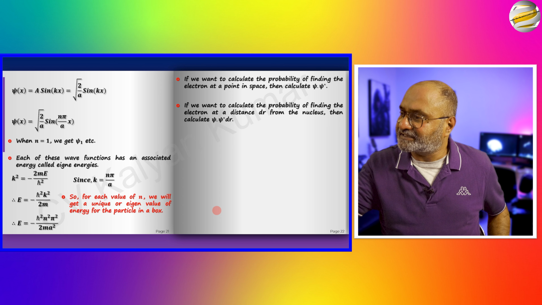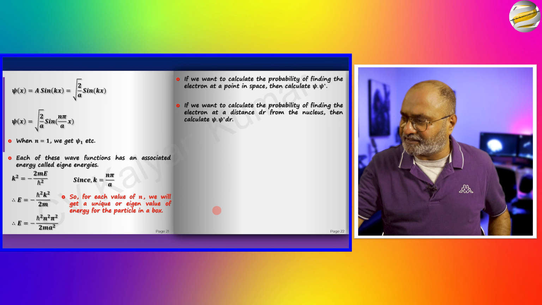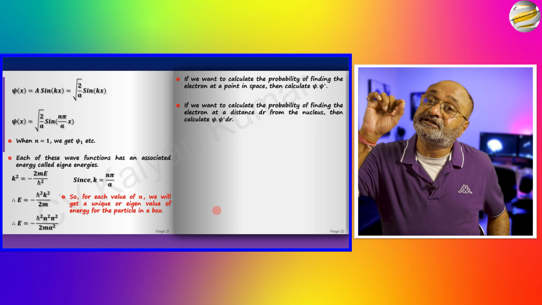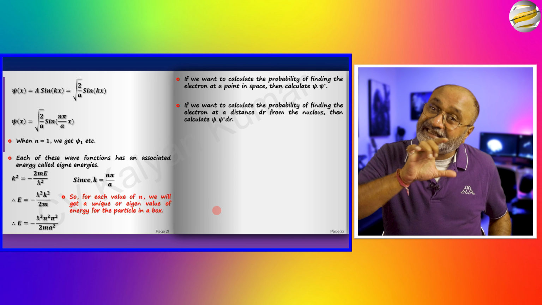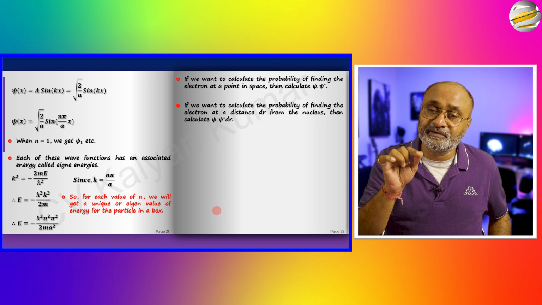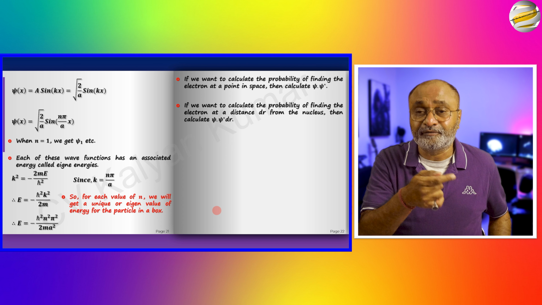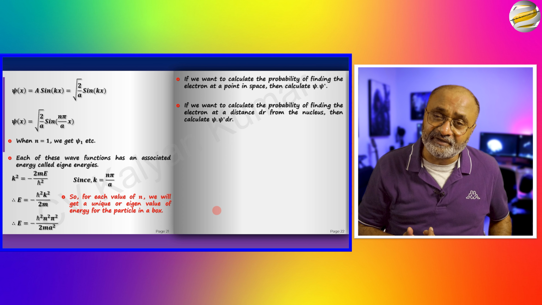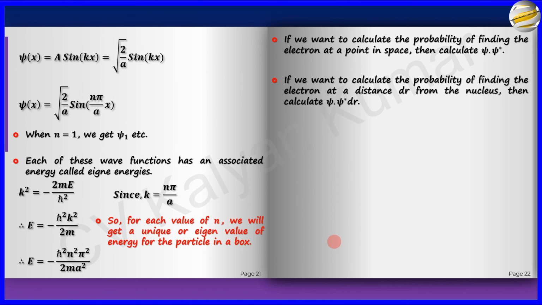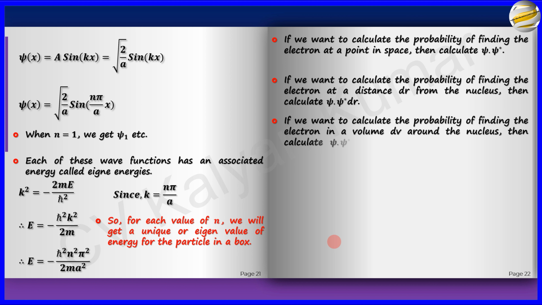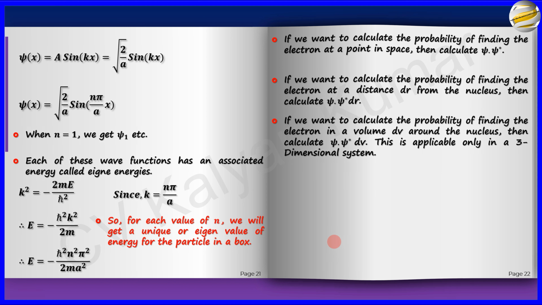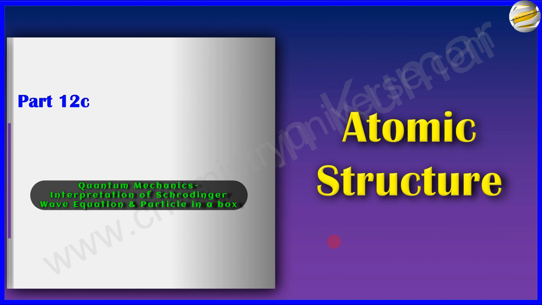But if you say, okay, I want it at a point dr from the nucleus with reference to the nucleus. At any point it is psi star psi, the psi at that point into psi star at that point. But if you say, okay, at this particular distance, how much is it? So psi star psi dr. And similarly, if it is at a certain volume dV from the nucleus, well, psi star psi dV. So if you want to calculate the probability of finding the electron in a volume dV around the nucleus, then it is psi star psi dV. This is applicable only in a three-dimensional system. And that is the end of 12C.